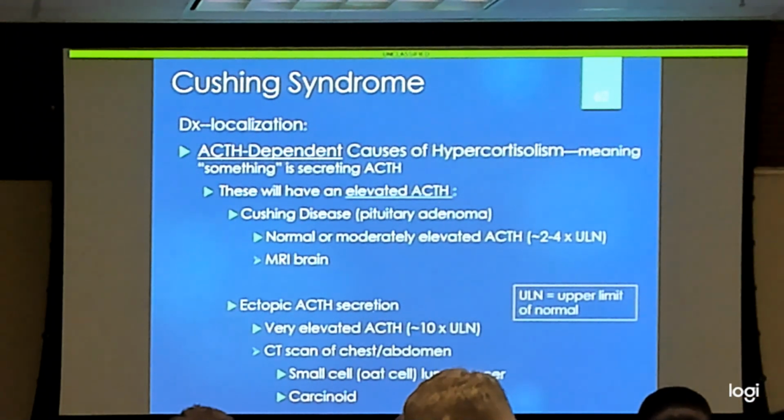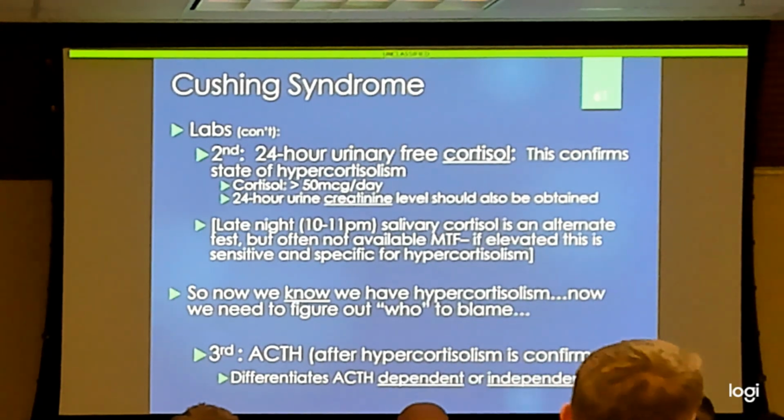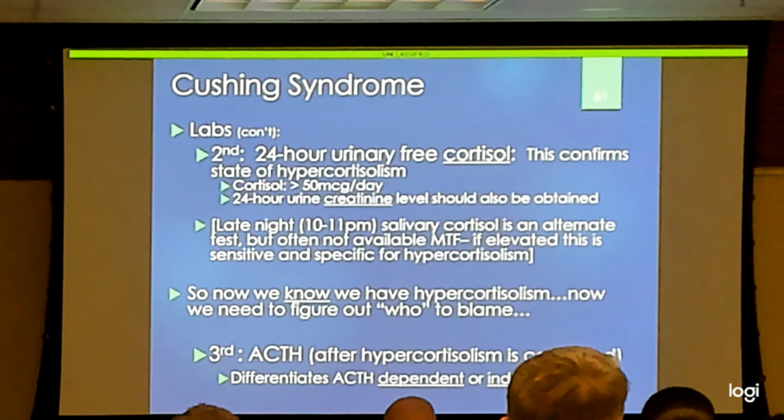So if I suspected, for example, Cushing's disease, and my number matched with Cushing's disease, what imaging study would I get on this patient?